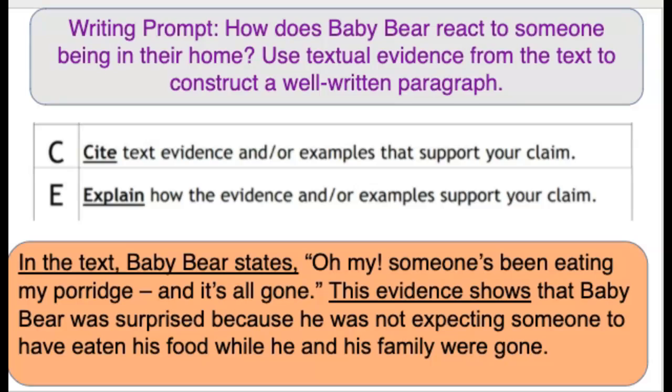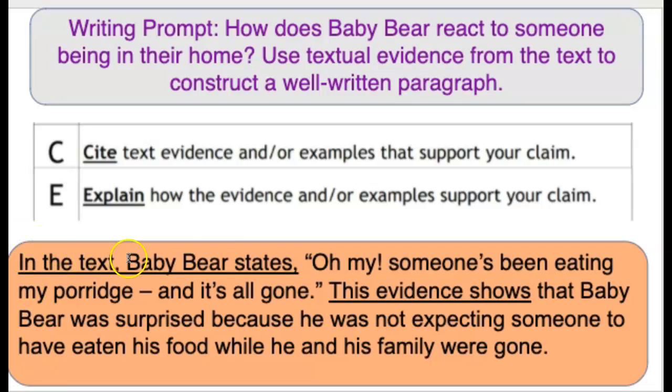In order to have a strong claim, it is very important that you back it up with strong three-star evidence. This is something we've practiced in other videos before. Let's check out how the student cites and explains their evidence while responding to the prompt.